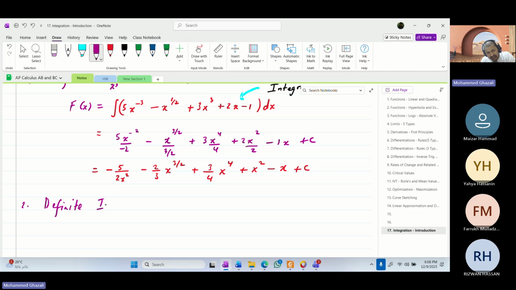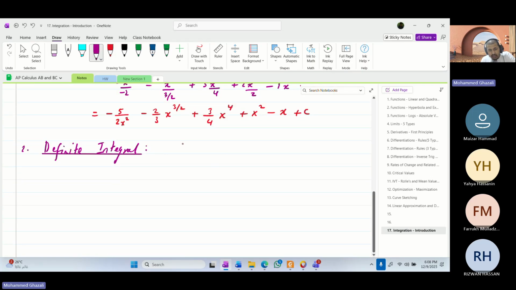Definite integral. Now, definite integral is something that you apply in the real world, and you actually get values for. It has meaningful values. So definite integral is basically integral a to b of f of x dx. To find integral a to b of f of x dx, that's just equal to capital F of b minus F of a. F of b minus F of a.